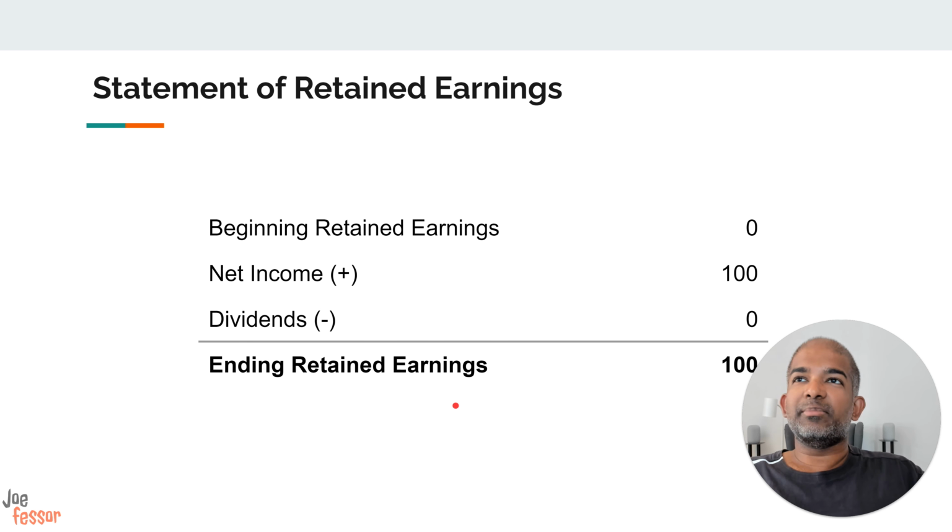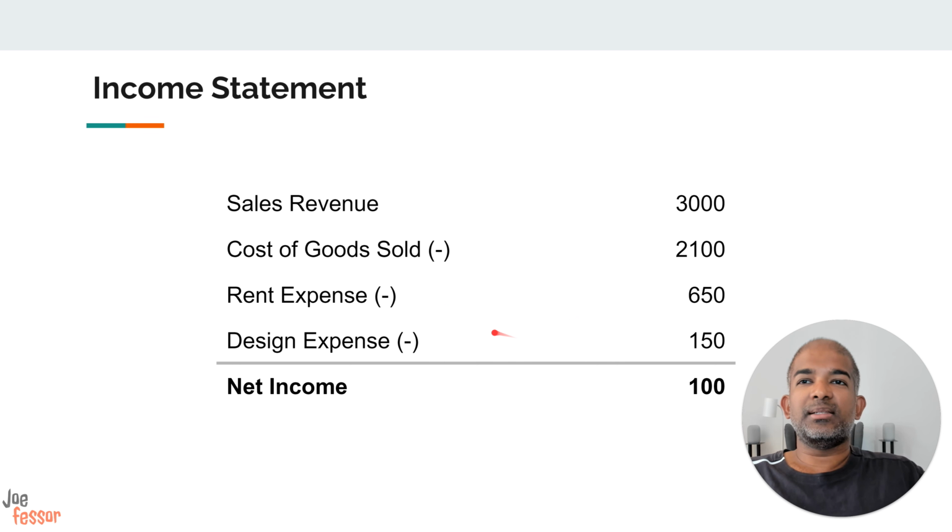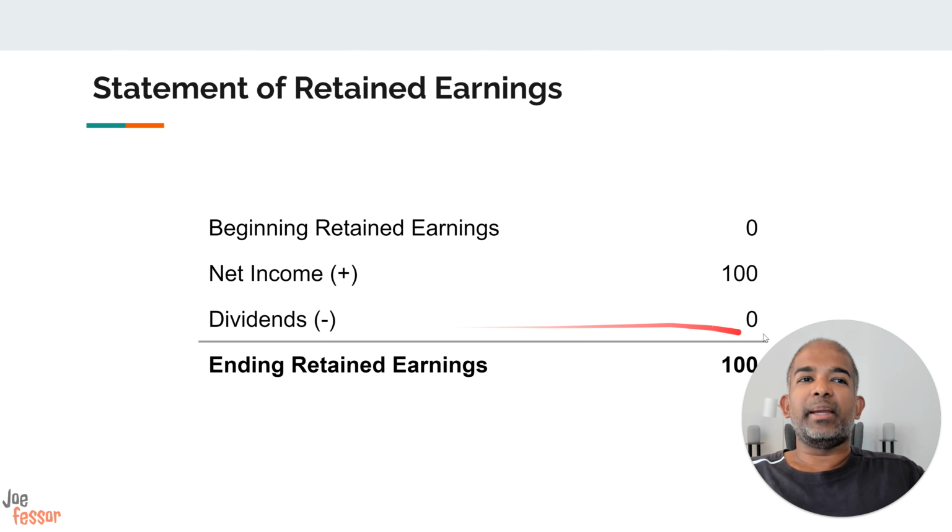Then we go on to the statement of retained earnings. Because this is a newly set up company, the beginning retained earnings is 0. The net income of $100 was obtained from the income statement. And the dividends paid is 0. There has been no mention of any dividends. So the ending retained earnings is 0 plus the 100 minus that 0. So you have an ending retained earnings of $100. That goes into the balance sheet.